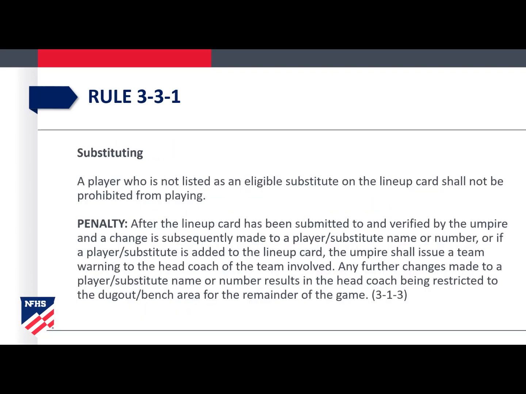In Rule 3.3.1, we see that a player not listed as an eligible substitute on the lineup card shall not be prohibited from playing. The penalty: once the lineup card has been submitted and verified by the umpire, if a change is subsequently made to a player or substitute's name or number, or we add a player or substitute to the lineup card, the umpire shall issue a team warning to the head coach of the team involved. Any further changes made to a player or substitute's name or number results in the head coach being restricted to the dugout or bench area for the remainder of the game.